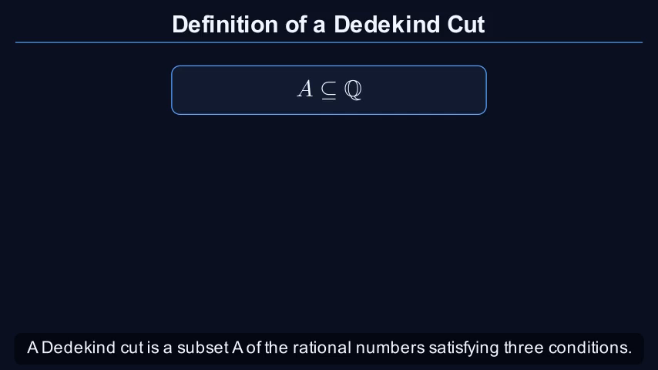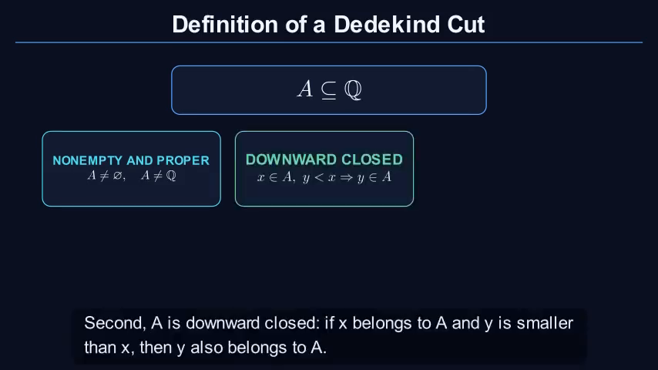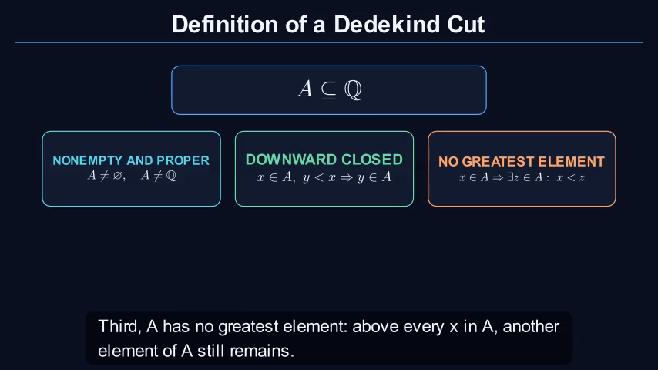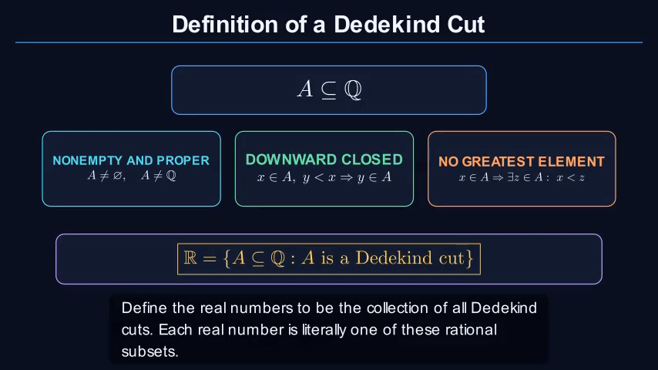A Dedekind cut is a subset A of the rational numbers satisfying three conditions. First, A is non-empty but not all of the rational numbers. A boundary must leave something on both sides. Second, A is downward closed. If X belongs to A and Y is smaller than X, then Y also belongs to A. Third, A has no greatest element. Above every X in A, another element of A still remains. Define the real numbers to be the collection of all Dedekind cuts. Each real number is literally one of these rational subsets.